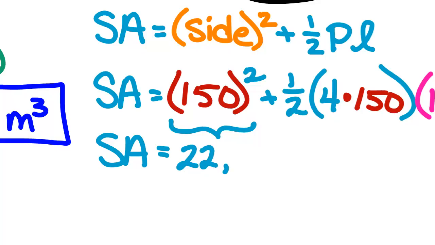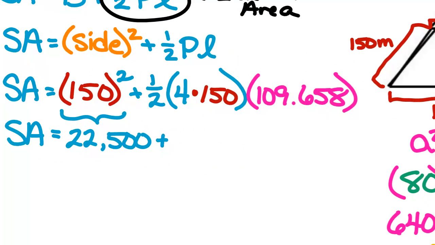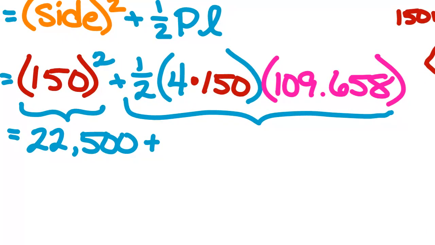$22,500 plus our lateral area, which is just this part. What do we get from the 1/2 times 4 times 150 times 109.658? $32,000. What was the rest?